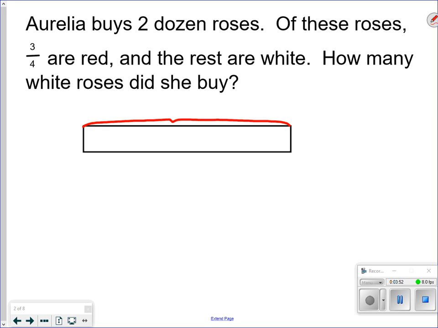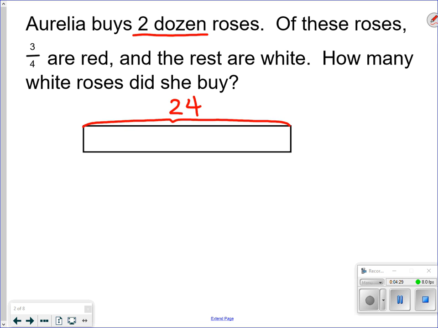24. Why is it not 2? Because it's 2 dozen, and a dozen is 12, and you have 2 dozen, so that's 24. You can't just take a number, split it up, take a fraction of it, and call it a day. Again, you have to read the problem. So the top number is 24. Of these roses, 3/4 are red, and the rest are white.